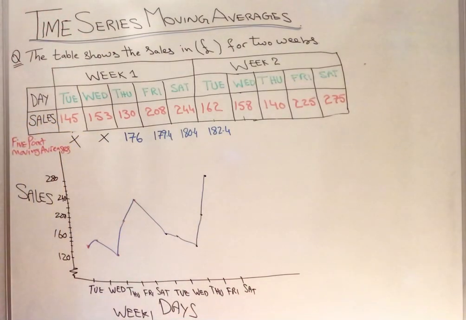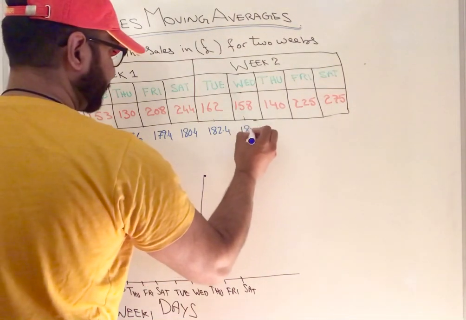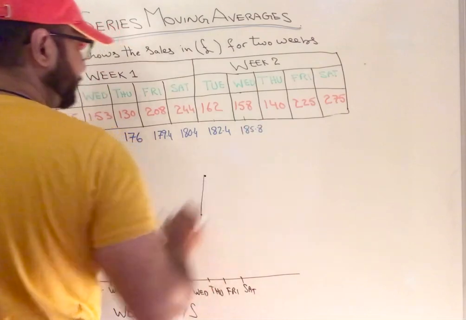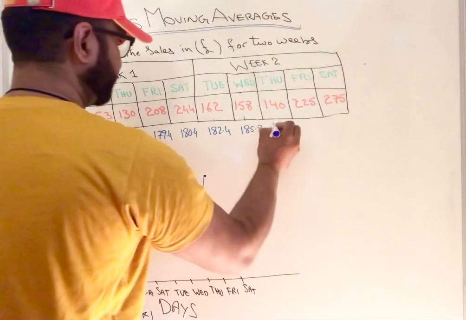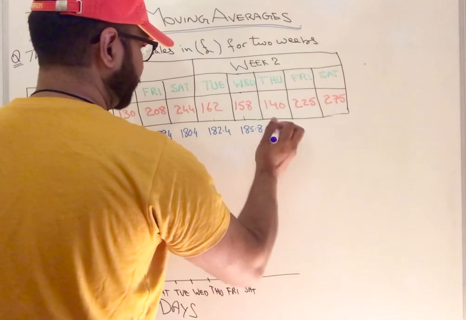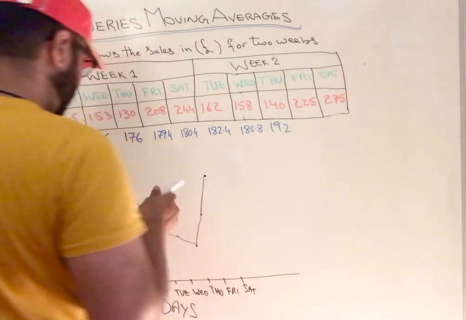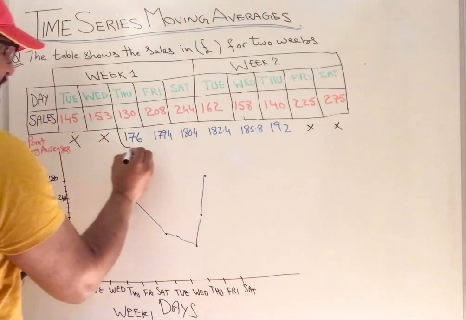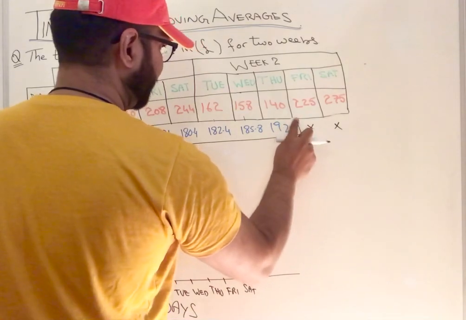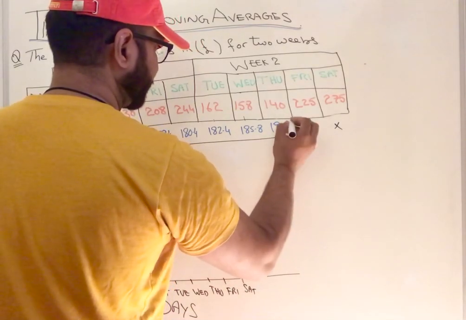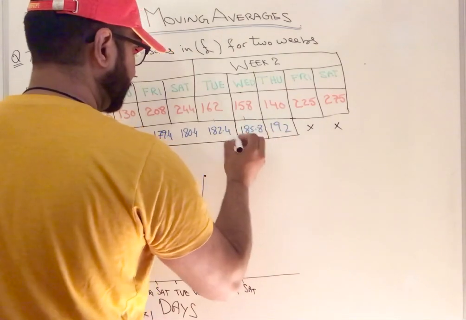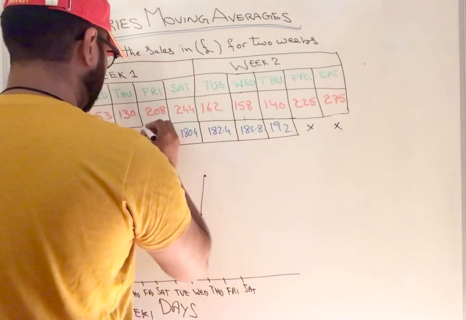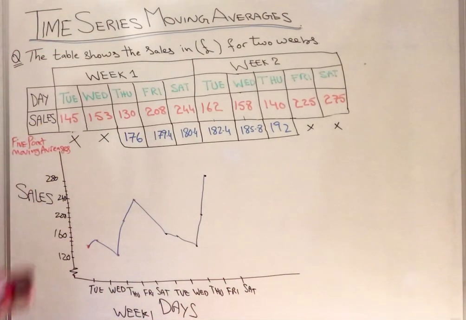And the fifth one is 185.8, and the last one is 192. After these there's nothing further, so we leave that blank. So these are our moving averages. That's how we have done the third part.